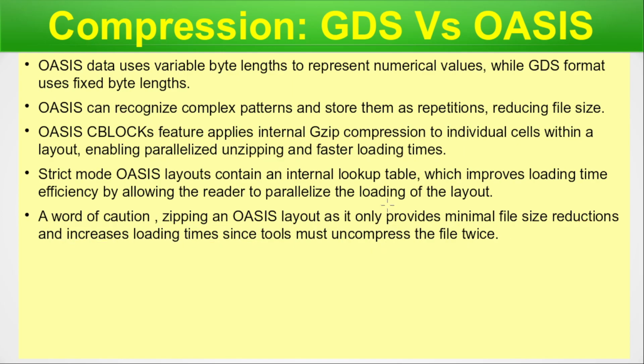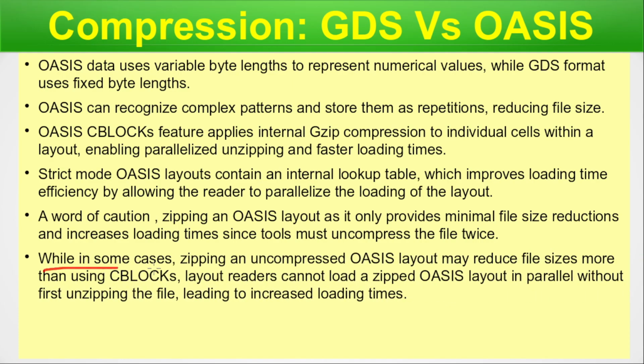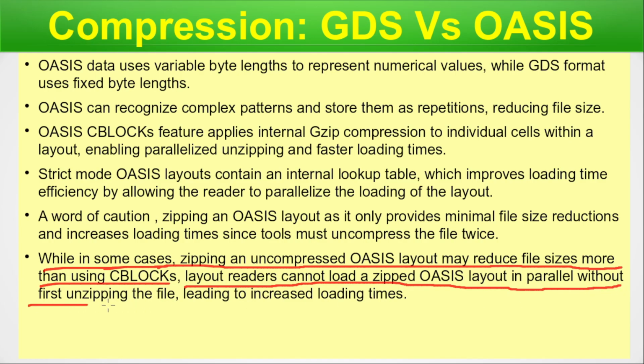OASIS itself is enabled with CBLOCK gzip compression internally, so that you do not need to do the compression externally. While in some cases, zipping an uncompressed OASIS layout may reduce file sizes more than using CBLOCK. In some cases, it may happen. You might be doing a subchip or maybe a block-level OASIS. In that case, you can use that. Layout readers cannot load a zipped OASIS layout in parallel without first unzipping the file, leading to increased loading time.